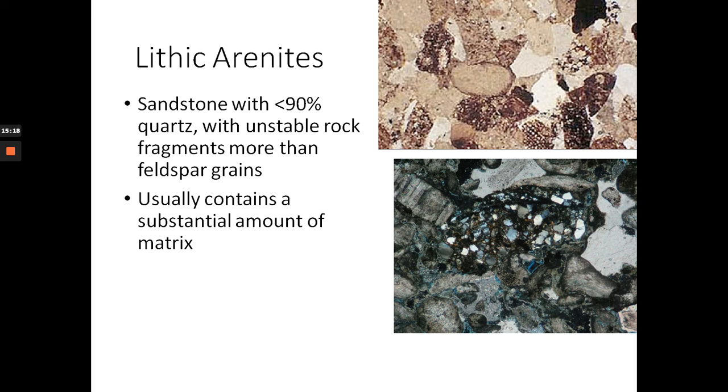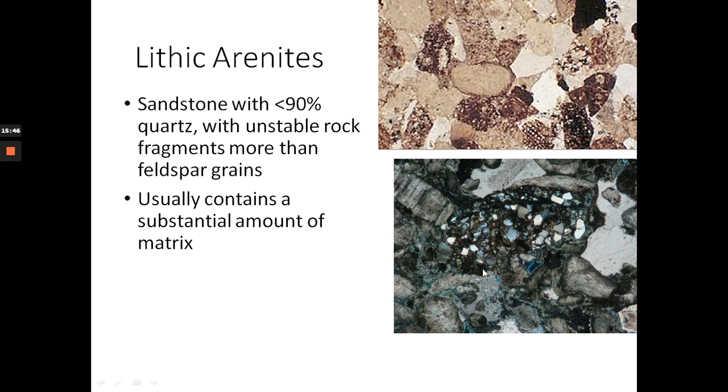And the third major type of sandstone is what we call the lithic arenites. These are rock fragment rich sandstones. Sandstones with less than 90% quartz. Remember, quartz is very common, so a lot of the sandstones still have them, but it's going to be less than 90% in the lithic arenites, with unstable rock fragments more than the feldspar grains.